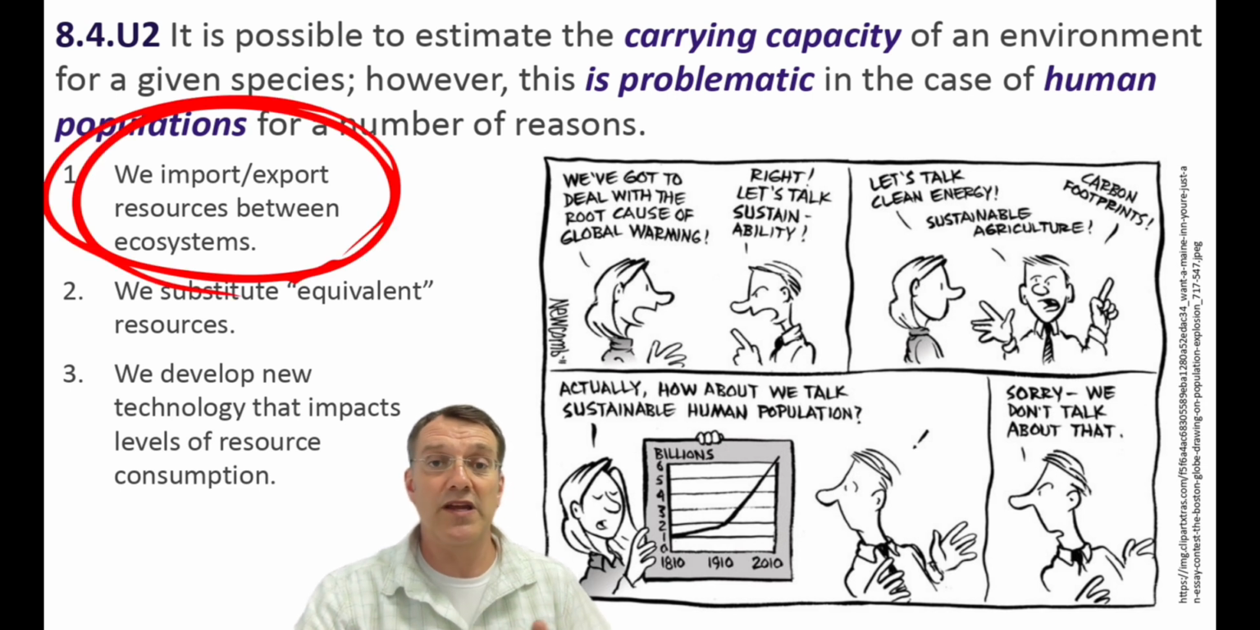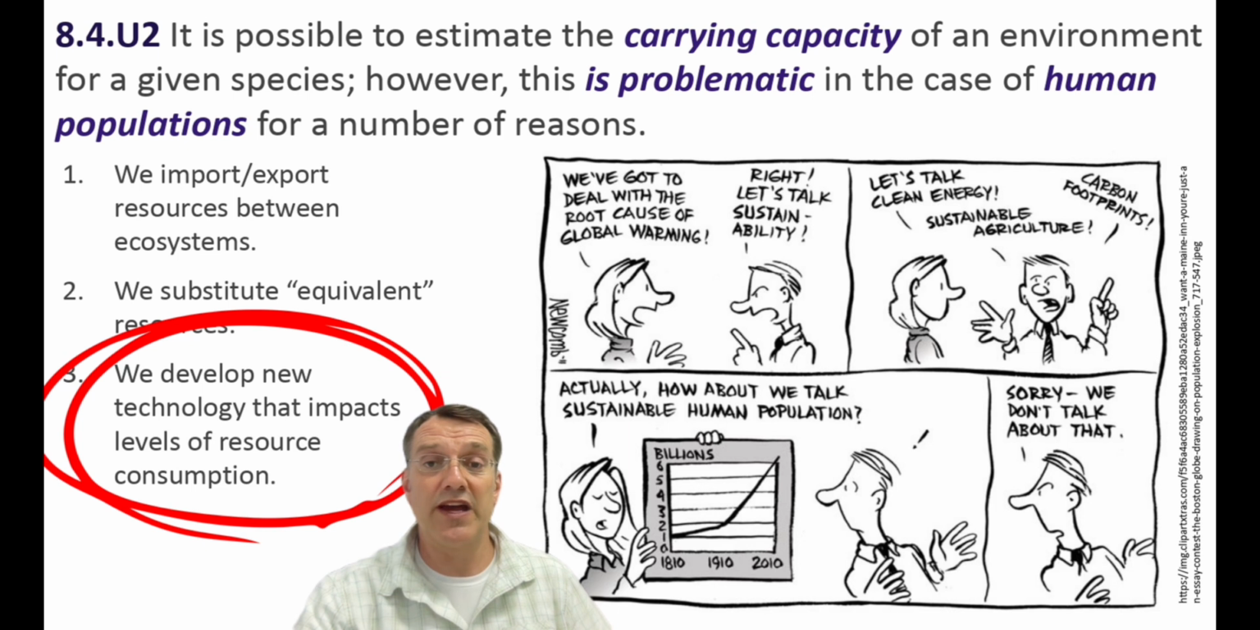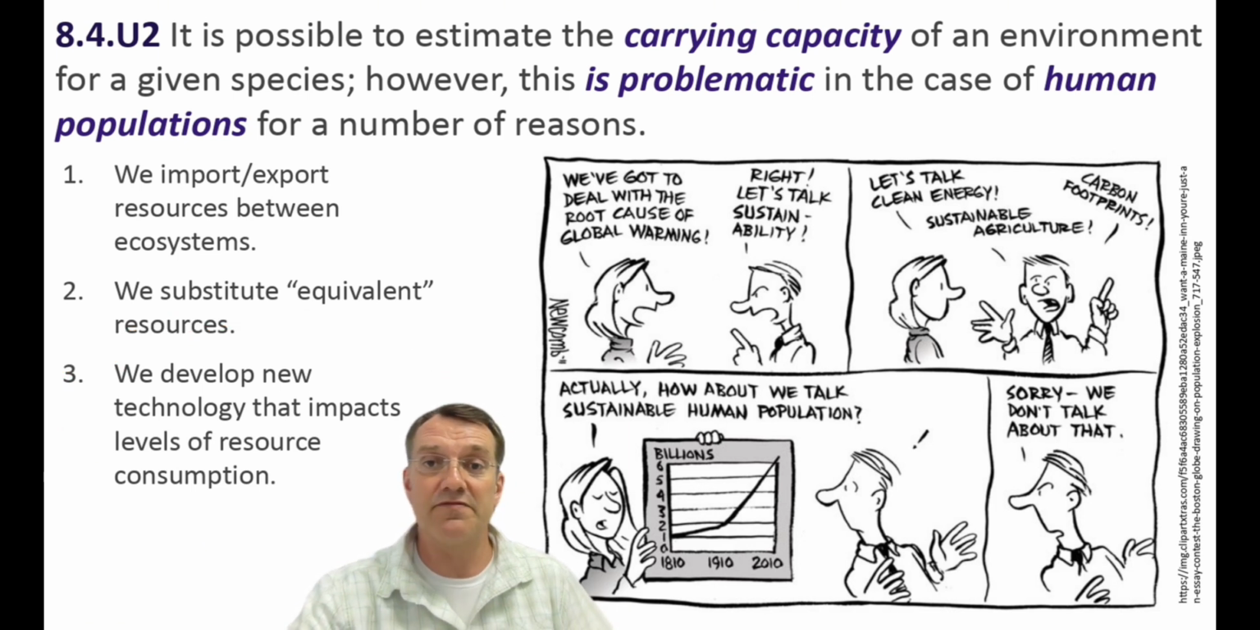First, we import and export resources between ecosystems. Second, we substitute resources when some become scarce. And third, we develop new technologies that change how we consume and use resources. These factors make our relationship with Earth's carrying capacity unique among all species.